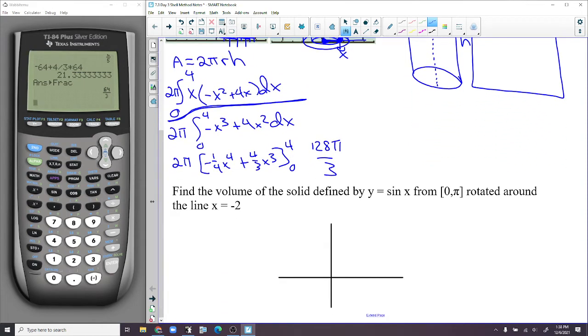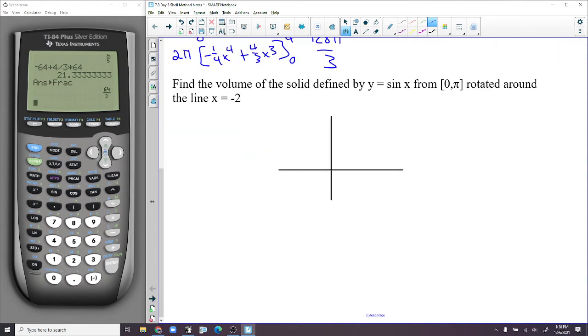Find the volume of the solid defined by y equals sine of x from 0 to pi rotated around the line x equals negative 2. Yeah, it's kind of down the middle. Sine of x. Here's pi over 2. Here's pi. We're going from 0 to pi. And sine goes up to 1. So it goes up to 1 at pi over 2 and back down to 0 at pi.